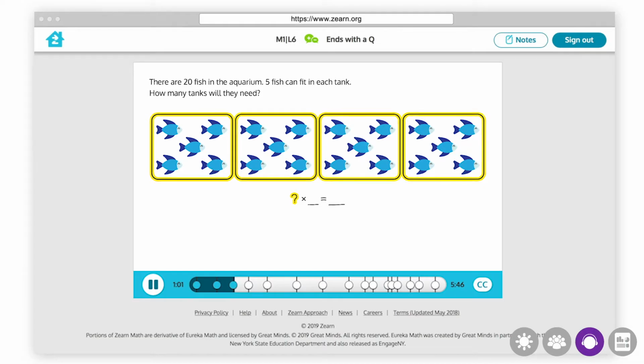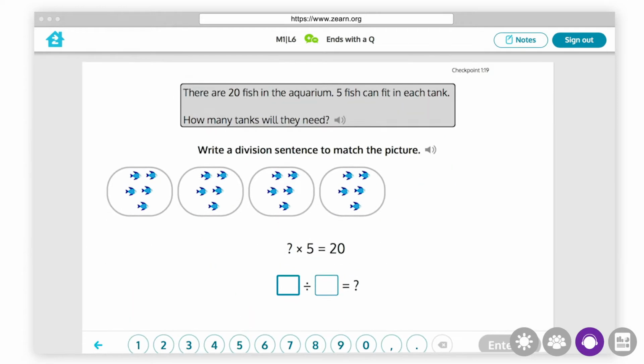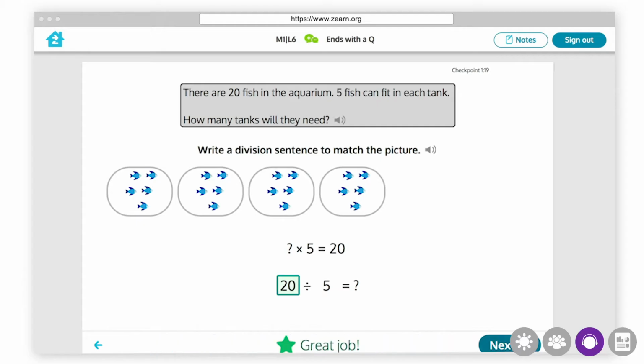Here, students are asked to relate the known parts of the problem to a multiplication equation, and then relate their multiplication equation to a division equation. As students work with pictures, animations, concrete objects, and digital manipulatives, they develop a deep understanding of what the abstract symbols mean and the relationship between the different operations.